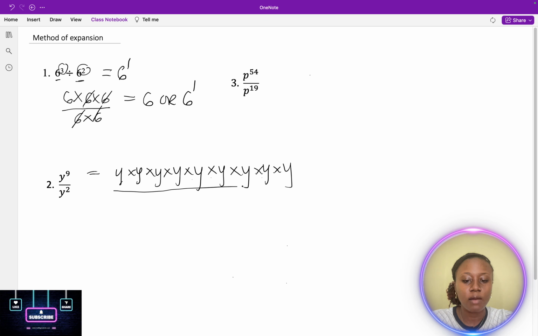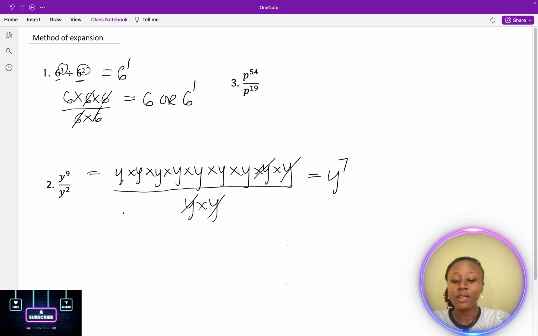Alright, and then we have y to the power of 2, which means that we need 2 y's. Cancel 1 here, 1 in numerator, denominator, numerator. Alright, so now we have 7 y's remaining. 1, 2, 3, 4, 5, 6, and a 7. So we have y to the power of 7.